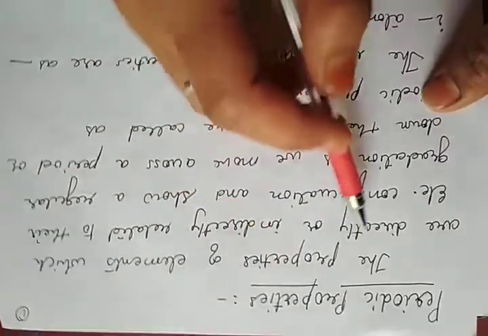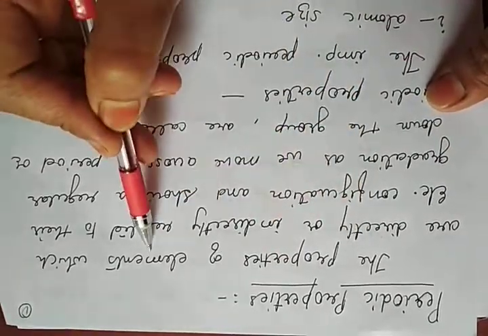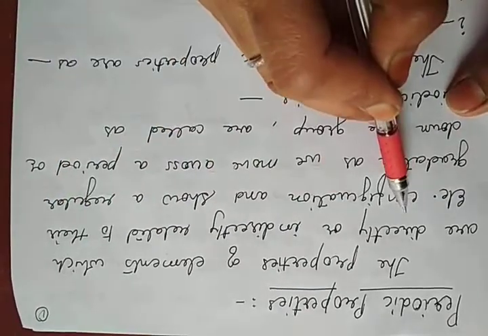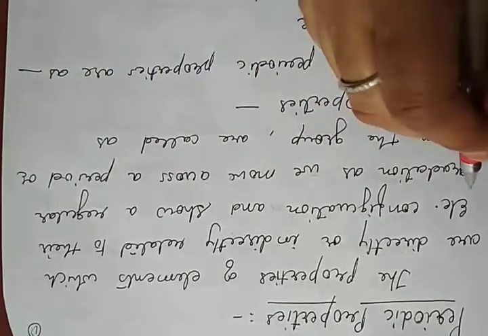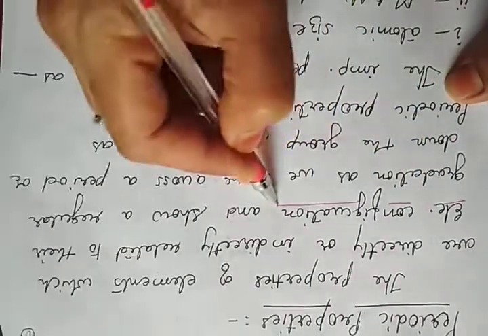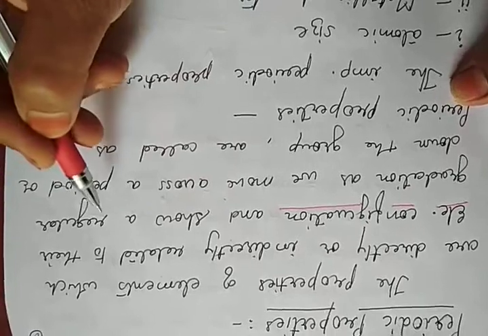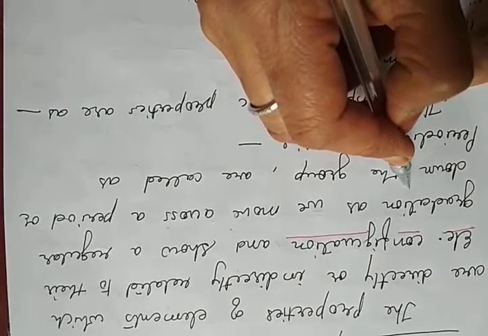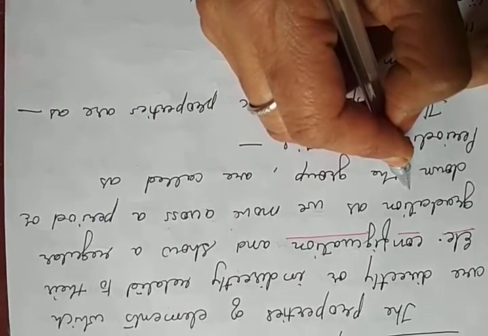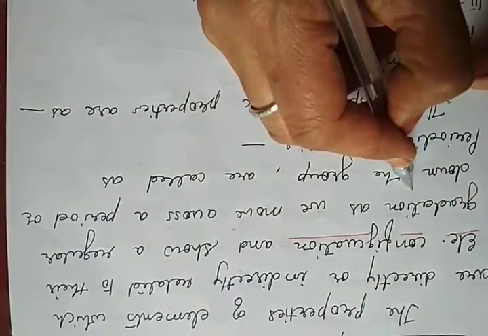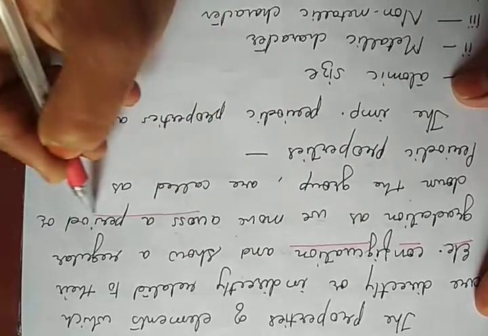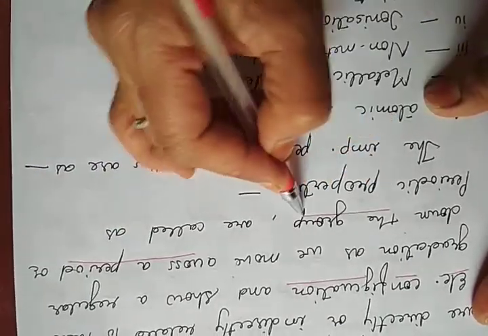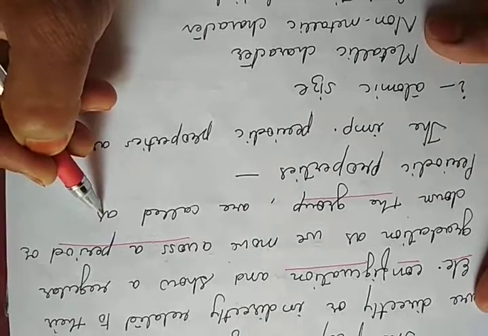What are they? The properties of the elements which are directly or indirectly related to their electronic configuration, and they show regular gradation. Regular gradation means either it increases in a uniform way or it decreases when we move across a period or down the group. Those properties are known as periodic properties.